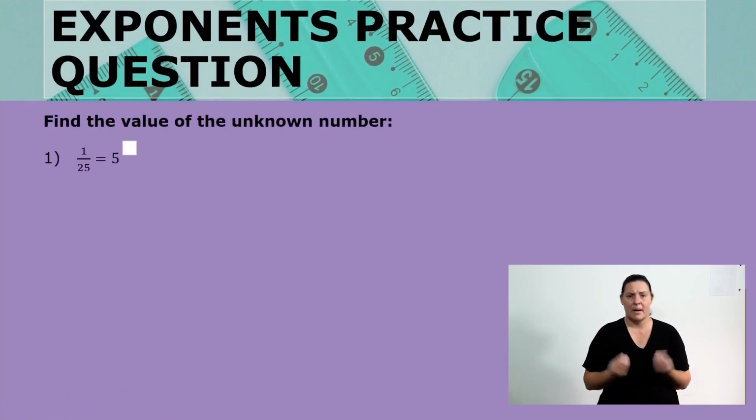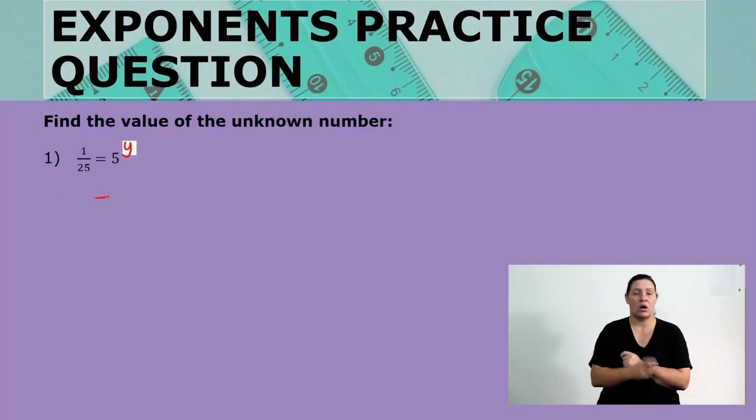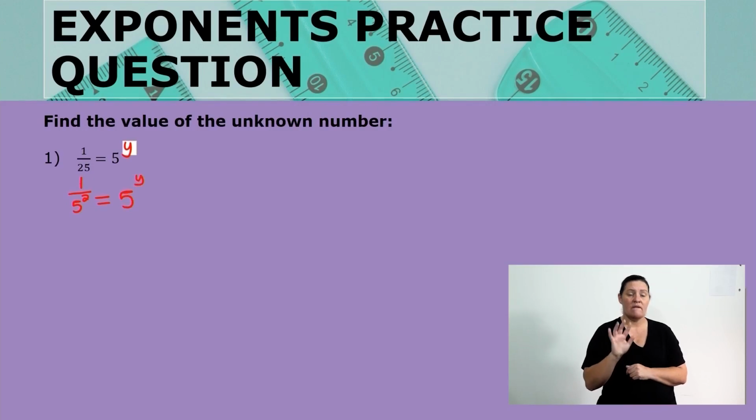What about if we have a missing number or an unknown number? So I have 1 divided by 25 is equal to 5 to the exponent of something. We can just put a variable as a placeholder to represent that number that we do not know. So let us use y. Remember, you can use any letter to represent an unknown number. If I change 1 divided by 25 to exponential form, that is 1 divided by 5 squared. And I have 5 to the exponent of y, our unknown.